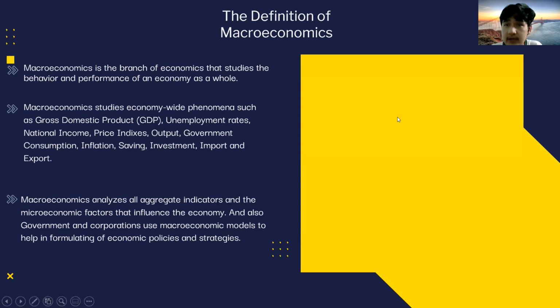The definition of macroeconomics. Macroeconomics is the branch of economics that studies the behavior and performance of an economy as a whole. That means a whole in here because macroeconomics studies economy-wide phenomena such as gross domestic product or GDP, unemployment rates, national income, price indexes, output, government consumption, inflation, saving, investment, and the last is import and export.